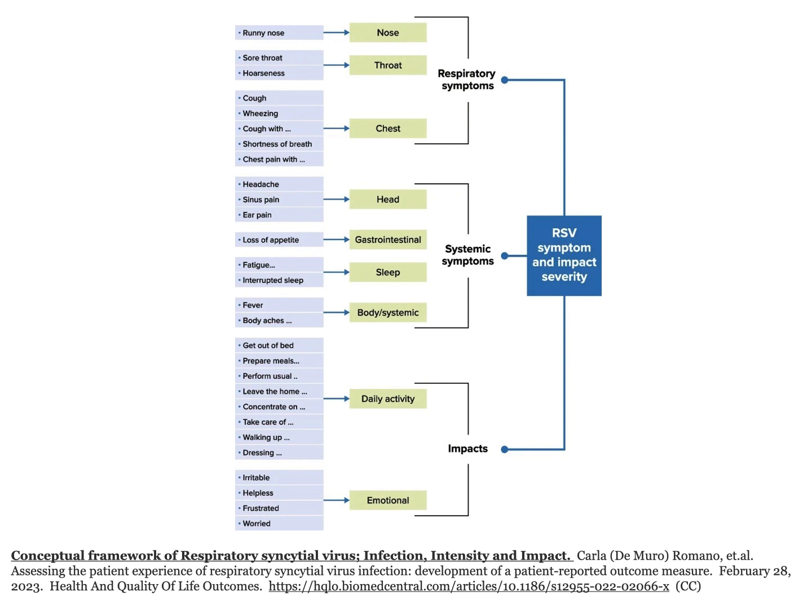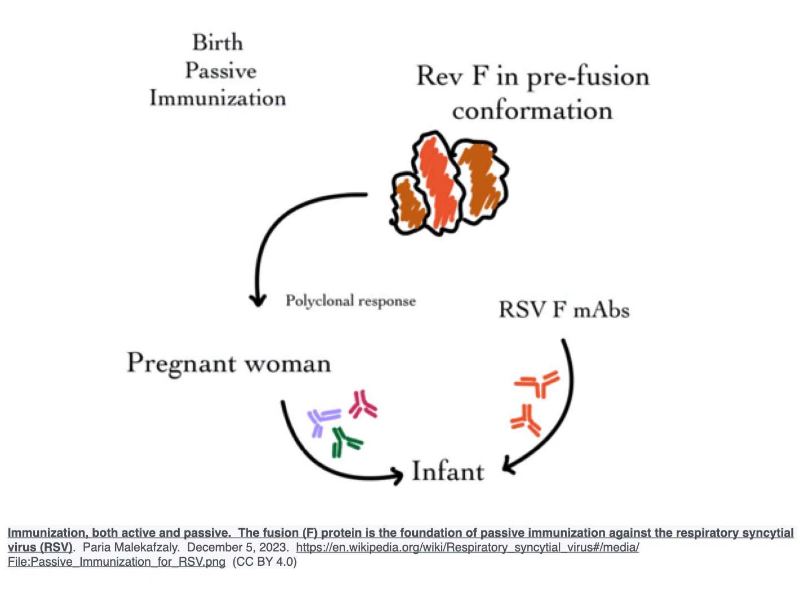Conceptual framework of respiratory syncytial virus infection, intensity, and impact. Immunization, both active and passive. The fusion F protein is the foundation of passive immunization against the respiratory syncytial virus.